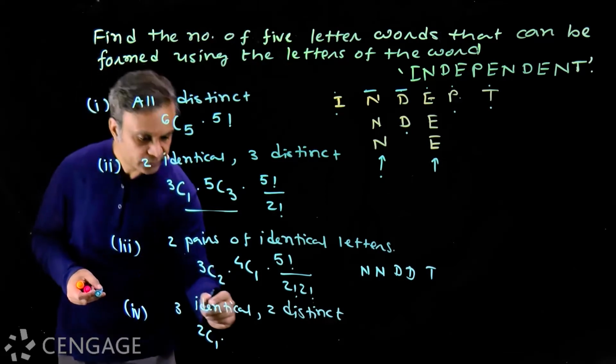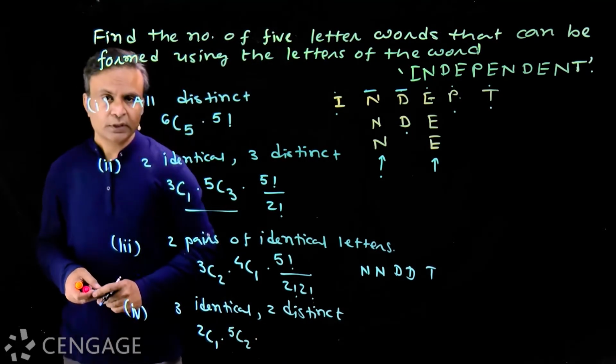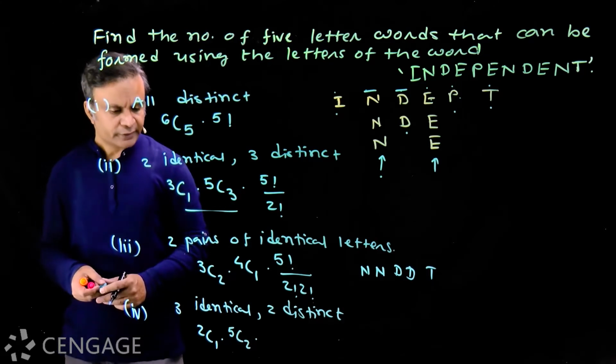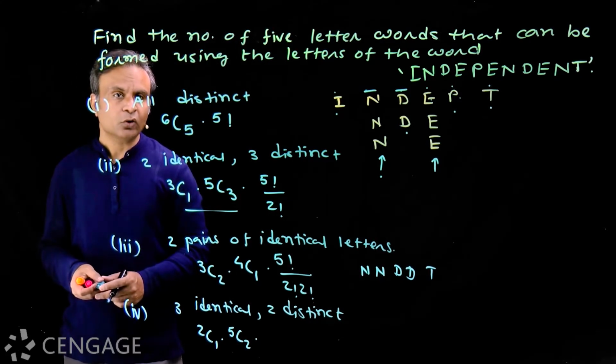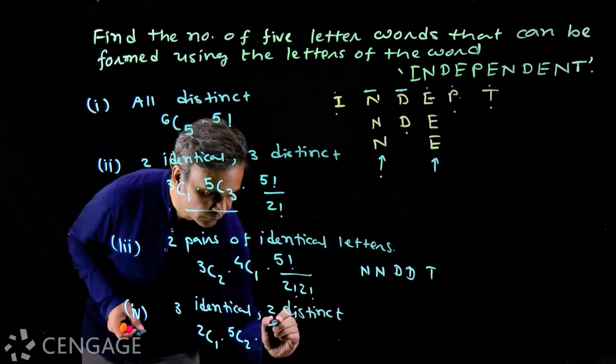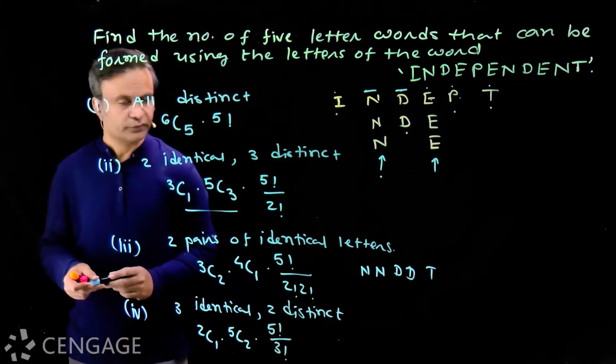If we select this triplet, then we have 1, 2, 3, 4, 5 distinct letters, and we can select 2 distinct letters in 5C2 ways. Now how can we arrange these 5 letters in which there is one triplet of identical letters? We can arrange in 5 factorial divided by 3 factorial ways.